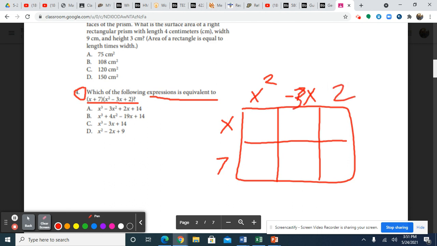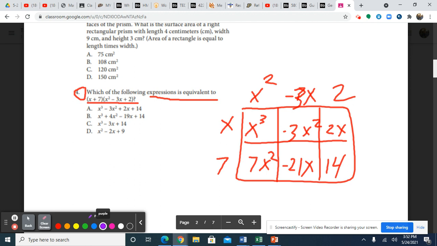And so we start off with the first box where we would have x times x squared, which gives us x cubed. Then we have 7 times x squared, that's 7x squared. Then the next box, we're going to have negative 3x times x, that's negative 3x squared. And we have 7 times negative 3x, that's negative 21x. 2 times x is 2x, and 7 times 2 is 14.